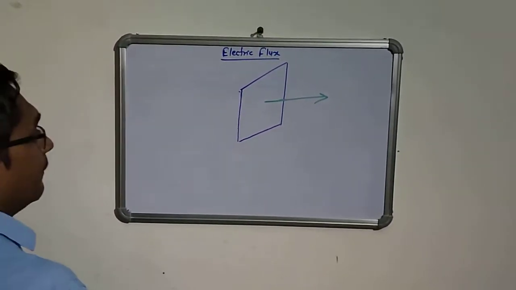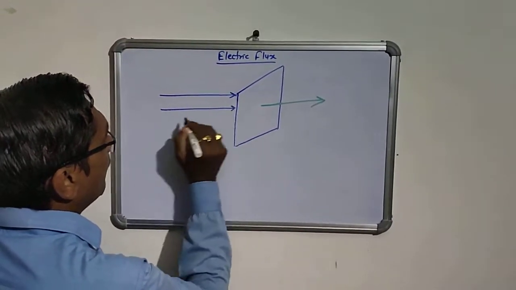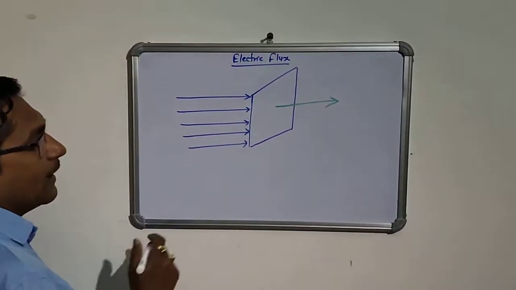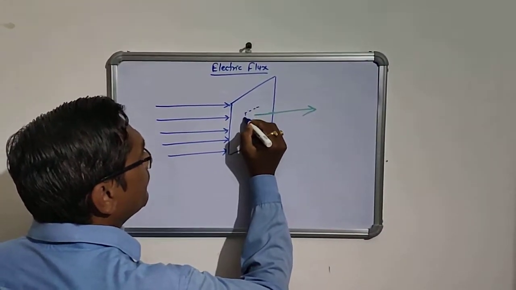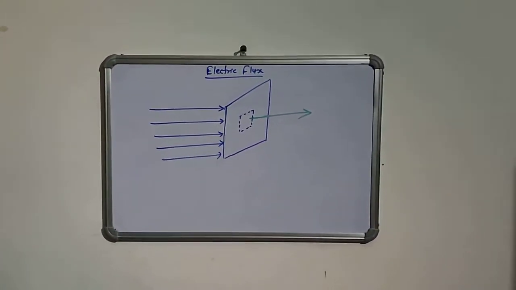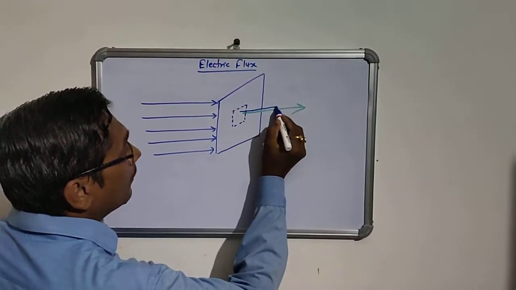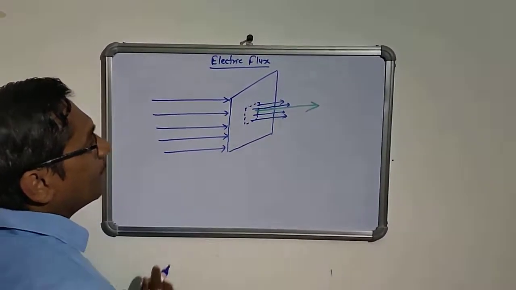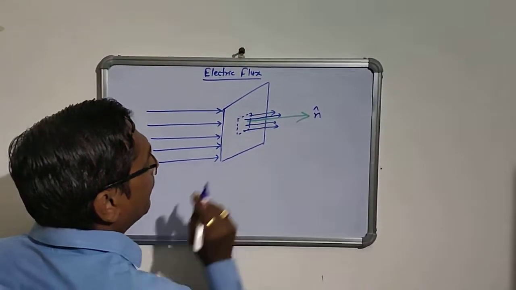The number of field lines which pass through, these are the electric field lines, and which pass through unit area. Suppose it is a unit area through the surface. The number of field lines which pass through this is called electric flux. The normal is represented by n cap.